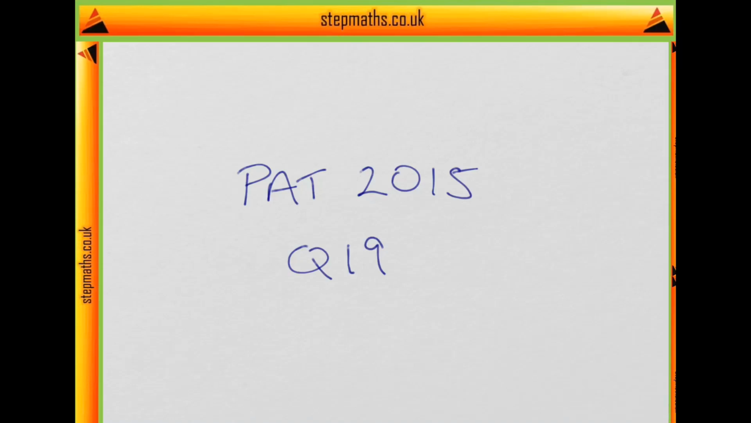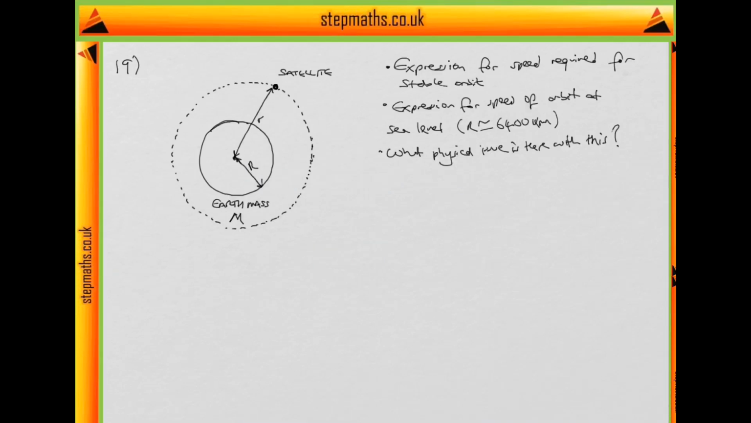Hi, today we're going to be looking at the 2015 PAT paper and going through question 19. Question 19 is concerned with orbits. We're given some satellite and told that it's orbiting around the Earth at an orbital radius of little r. We're told the radius of the Earth is capital R and it's of mass capital M. The question is split into three parts.